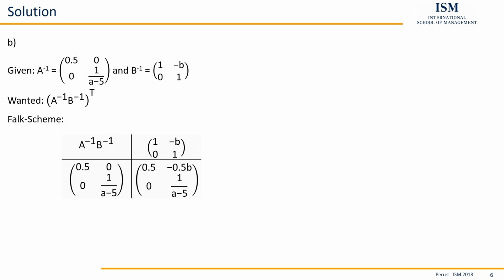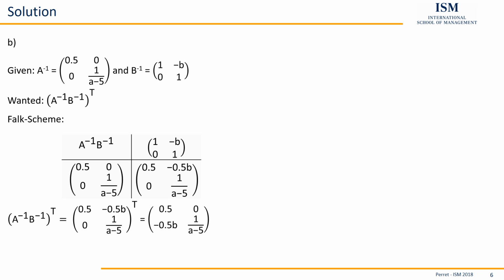So the only thing we need to do is transpose this matrix. Transposing here means columns and rows switch places. So whatever was written in the first column now is part of the first row and vice versa. Meaning, we take the matrix we just calculated and transpose this, so the 0 and minus 0.5b switch places, giving us our final result, our matrix 0.5, 0, minus 0.5b, 1 divided by a minus 5.